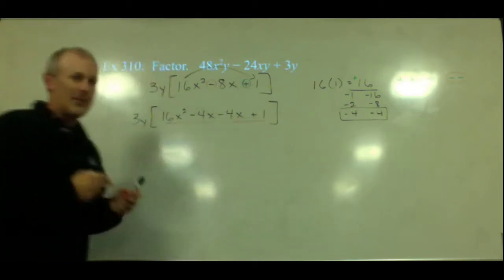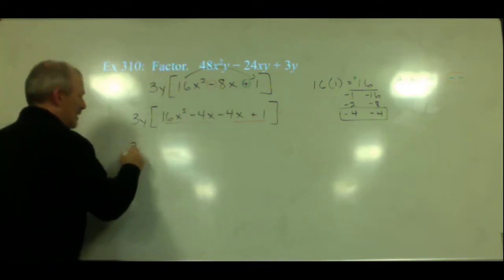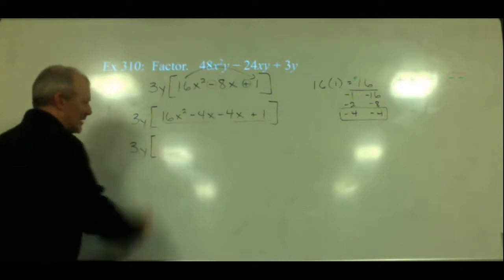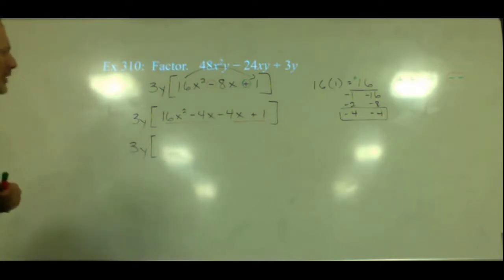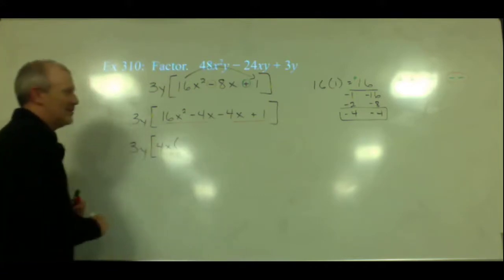And then we factor by grouping. So I've got them grouped. I'm going to write down my 3y. I don't want to lose it. It's got to stay there. What can we factor out of the first group? 4x. Now what's left after we factor out the 4x?